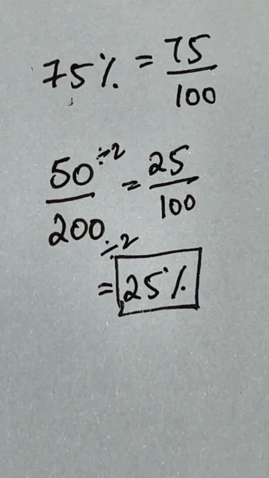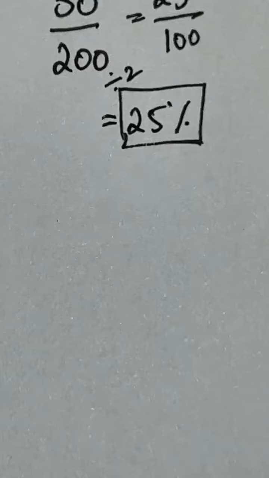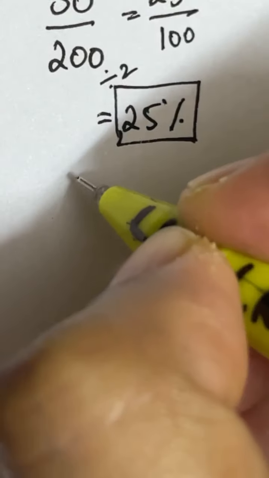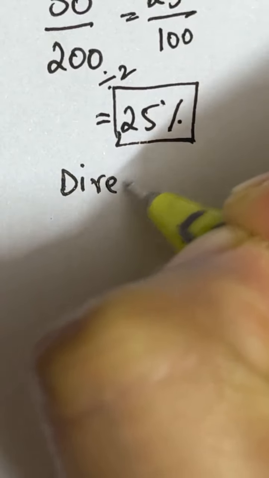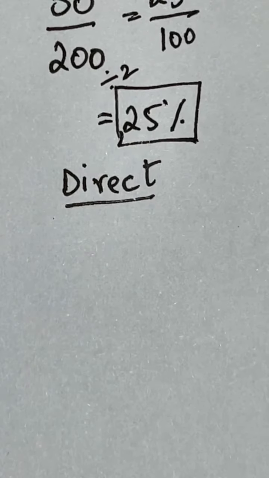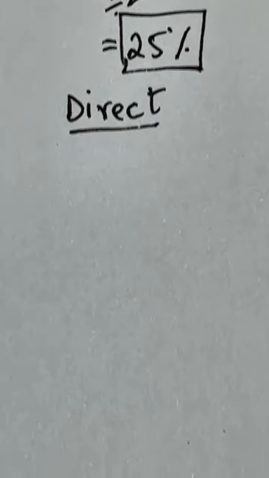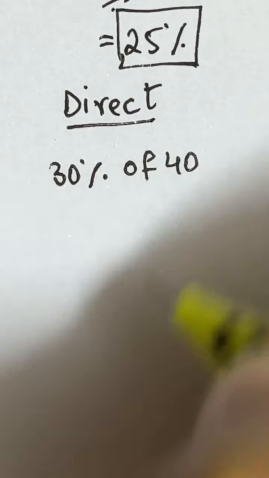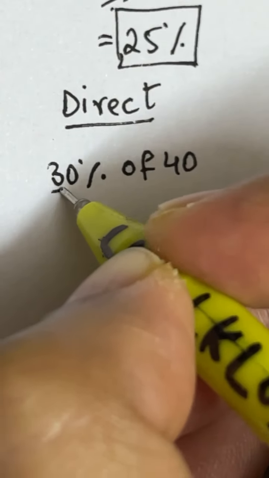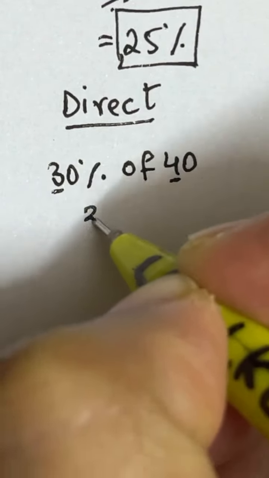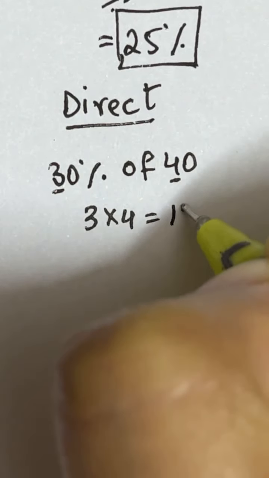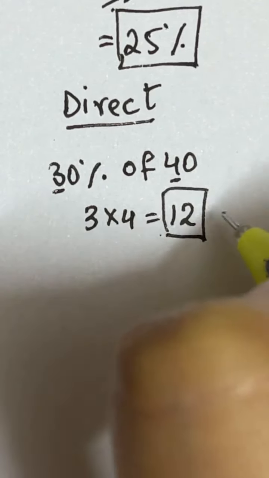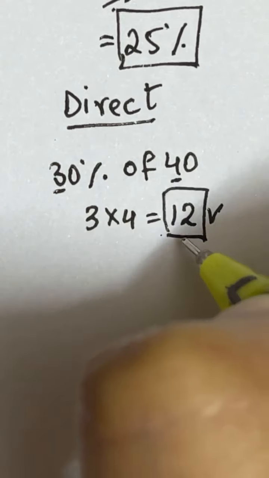Okay, let's see the direct multiplication method. This is called the direct multiplication method, when you find out percentages. For example, if you have 30% of 40, what do we do? We just multiply directly. Just multiply 3 times 4 and you will get the answer. 3 times 4 is 12, and this is your answer. That means 30% of 40 is 12.